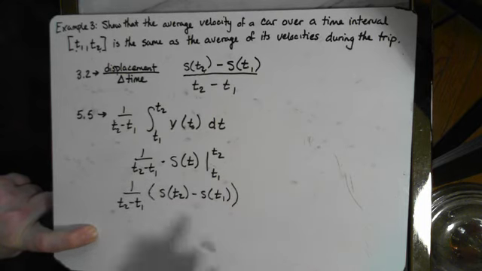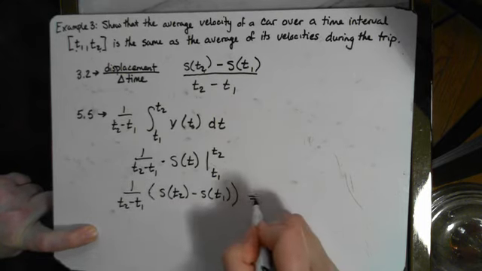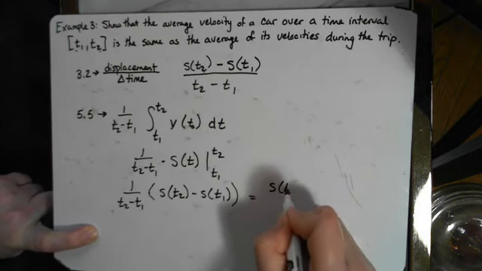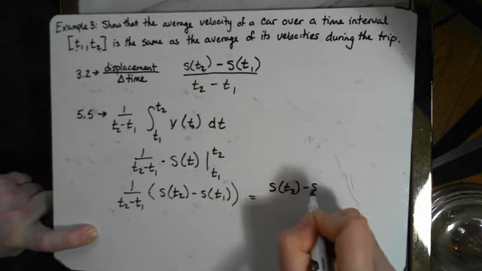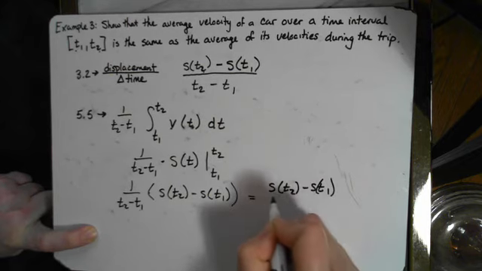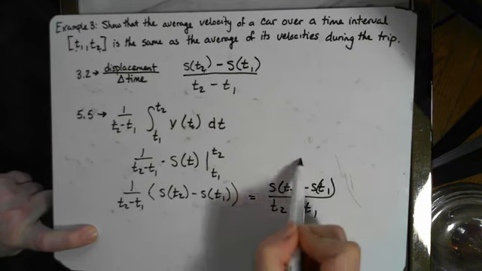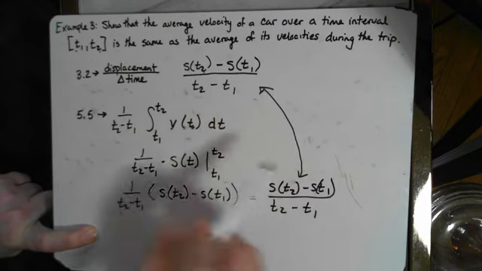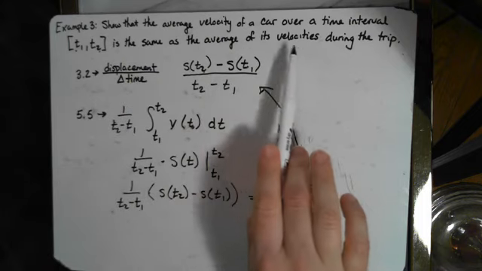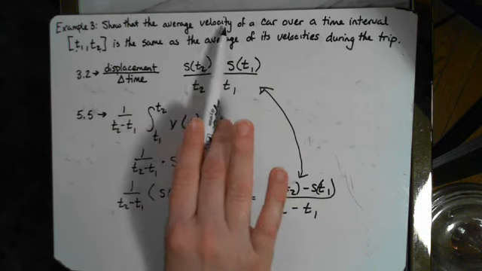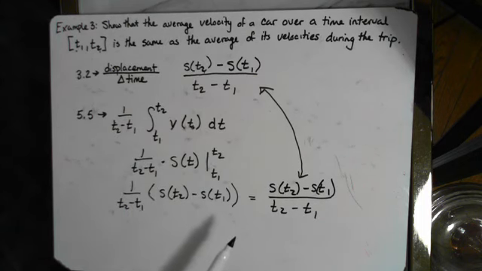Okay. And if I multiply this, I'm going to get this over this. And notice that these two things match. Okay, so my average of velocities during the trip is actually equal to the average velocity of the car on that trip. So that's what they wanted us to do there. Just show that these two expressions are equal.